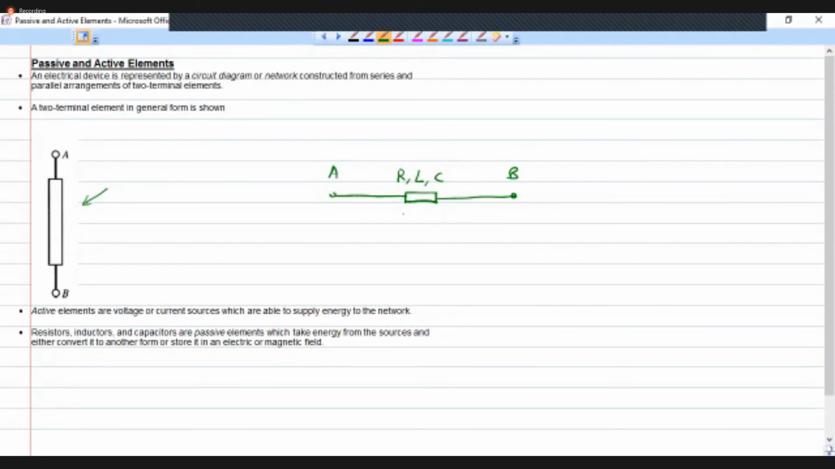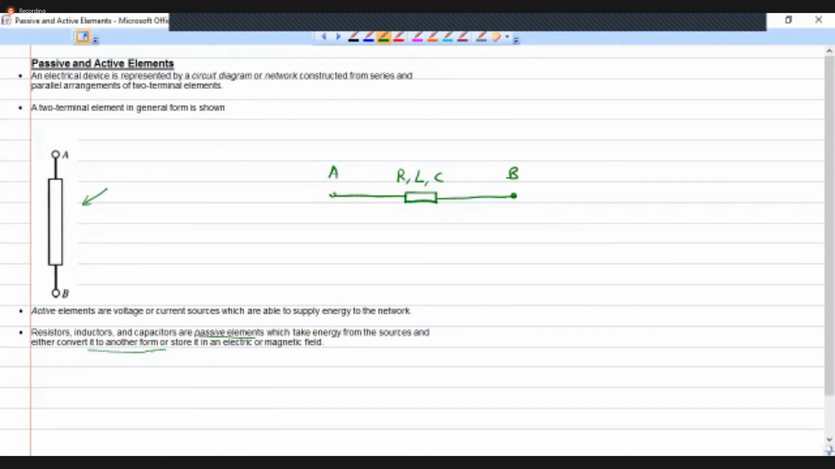Then active elements are voltage or current sources which are able to supply energy to the network. Okay, they are capable of boosting the power level. How would they boost the power level? By supplying energy to the network. Examples of passive elements are resistors, inductors, and capacitors, which take energy from the source and either convert it to another form.